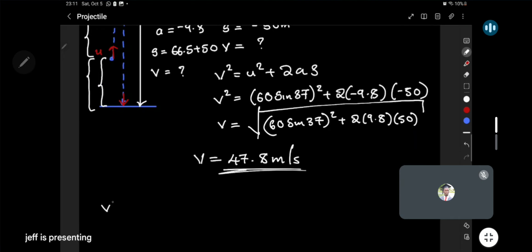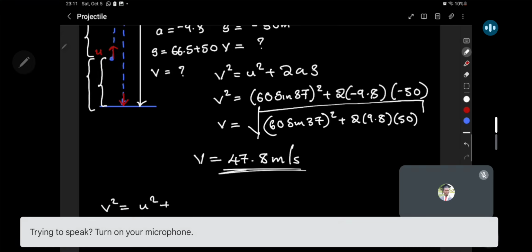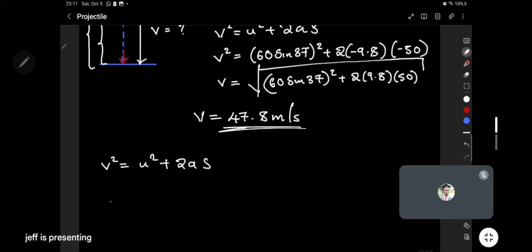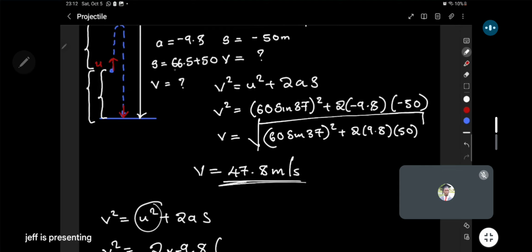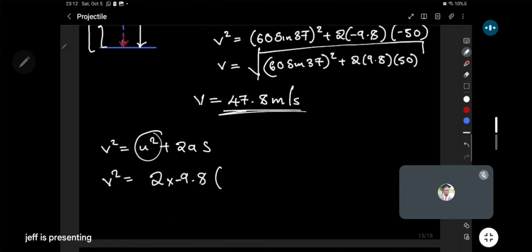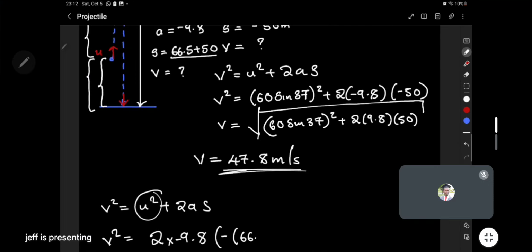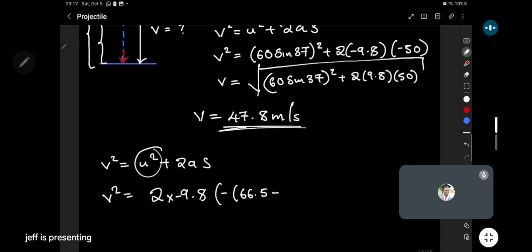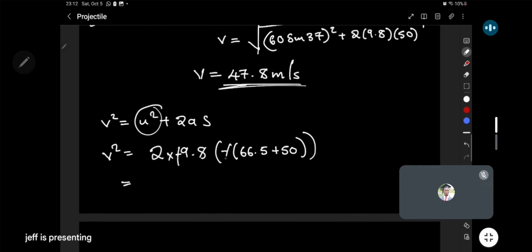Here we would have V squared equals U squared plus 2AS. So V squared would be equal to, the initial would have been 0 since we are starting just from the maximum height. So we would have been working with 2 by 9.8. But the height now, this is negative. The displacement is also downwards. So this summation has to be negative there. So we would have negative, and then you have 66.5 plus 50. So that the negative here and the negative here will make positive.